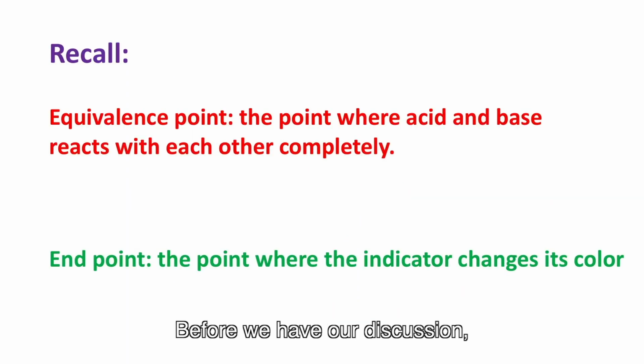Before we have our discussion, let's recall the following concepts. First, the equivalent point is the point where the acid and base react with each other completely, while the endpoint refers to the point where the indicator changes its color. In most cases, the equivalent point does not match the endpoint.